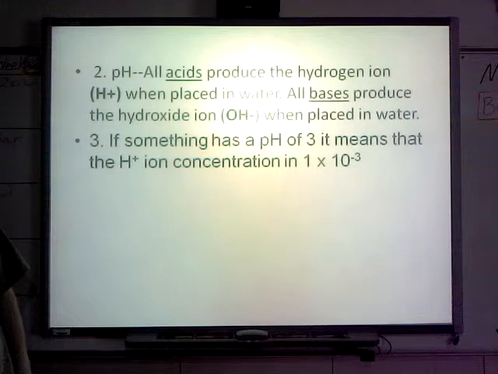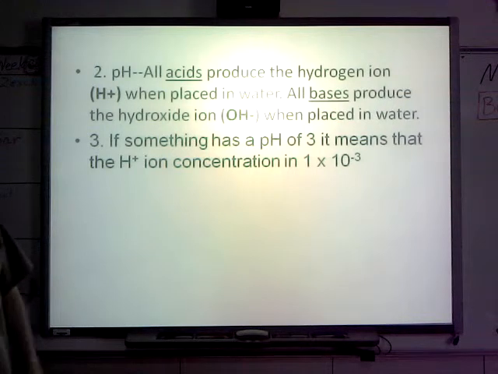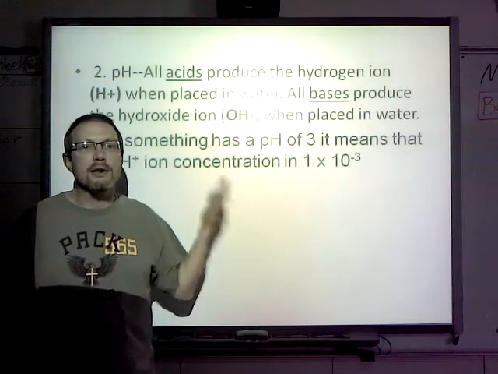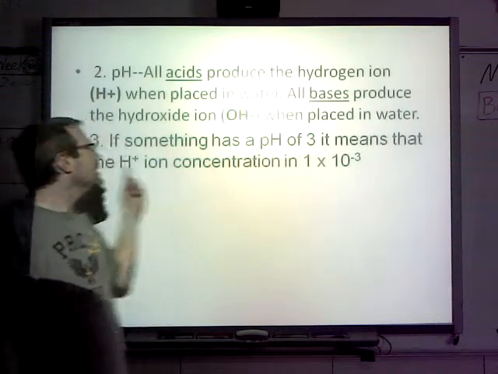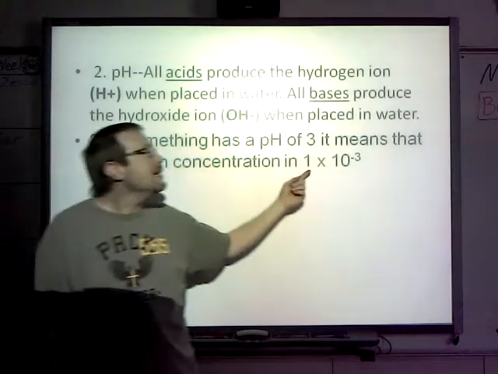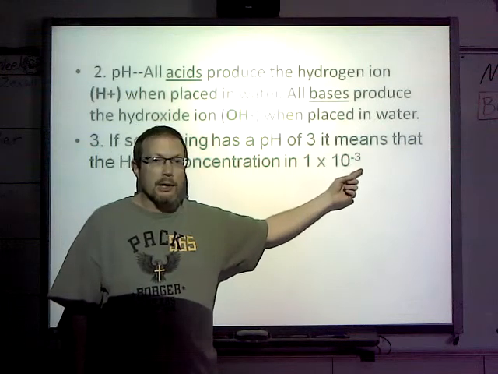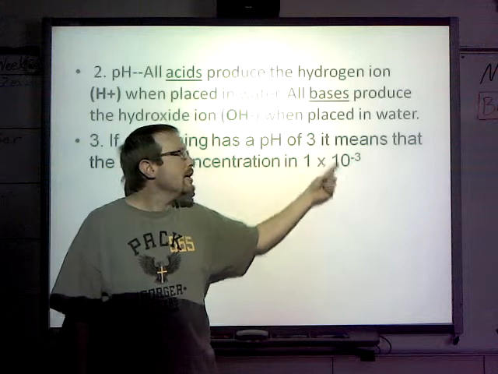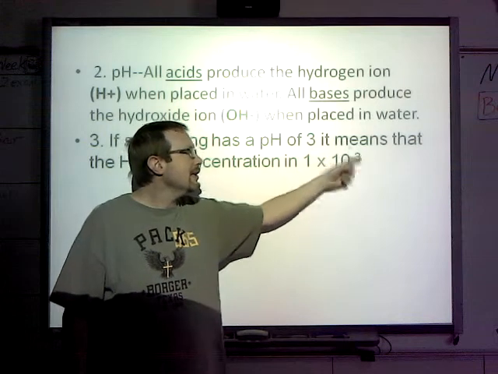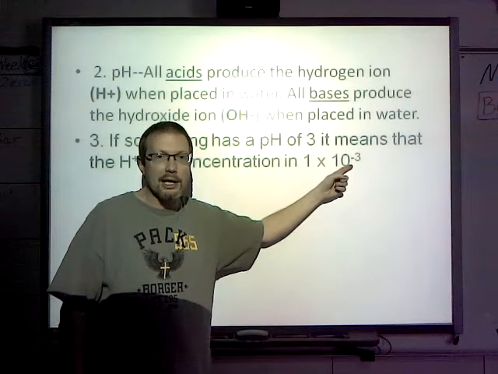Now, if something has a pH of 3, remember, any pH between 7 and 0 is acidic. If something has a pH of 3, it means that its hydrogen concentration is 1 times 10 to the negative 3 moles per liter. Now wait a minute, you see this pH of 3 right here? You see it's 1 times 10 to the minus 3. Do you think those are connected? Spoiler, they're totally connected.